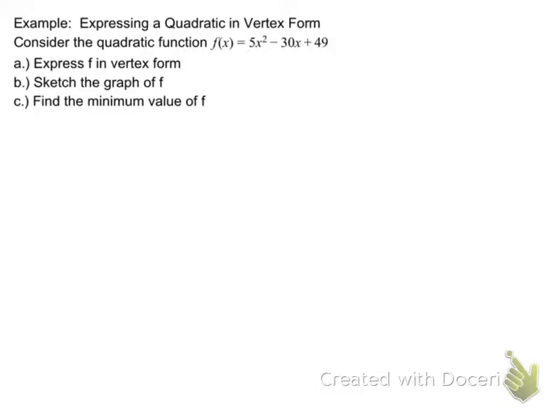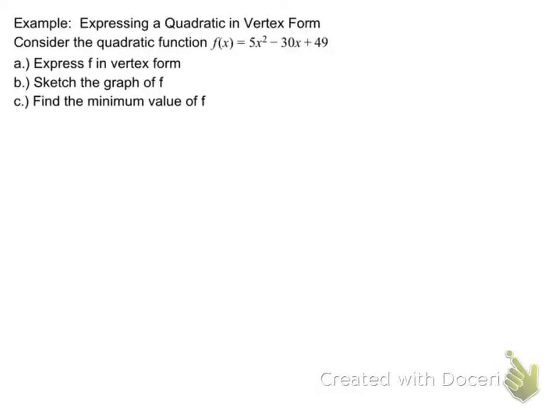How can we automatically say this is going to be a minimum value? I know this is going to be minimum. Why? Because 5 is greater than 0. 5 is positive, and 5 is a, and therefore it opens up. We know that this graph will look like this, and so our vertex is on the bottom. It's a minimum.